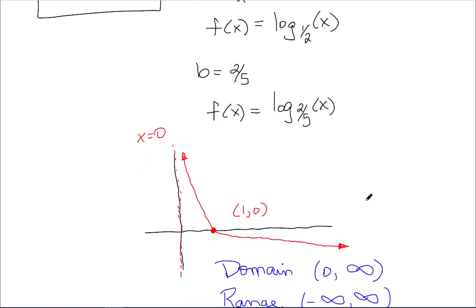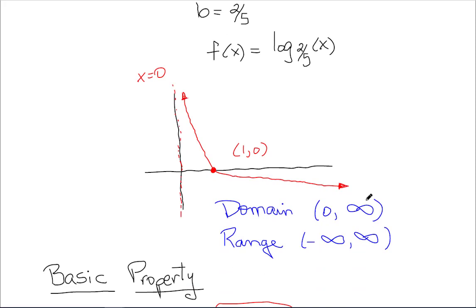It looks similar to the other graph, and that is it crosses at (1, 0). We do get a vertical asymptote here at x equals 0. Domain is exactly the same, does not include 0. It goes up and down forever. So what's different is it grows slowly more and more negative here.